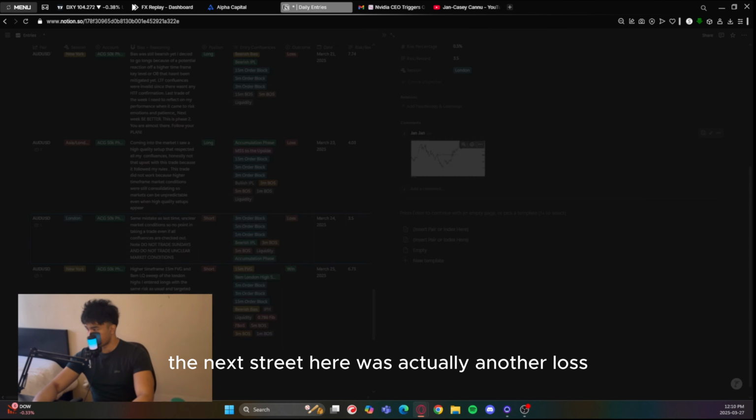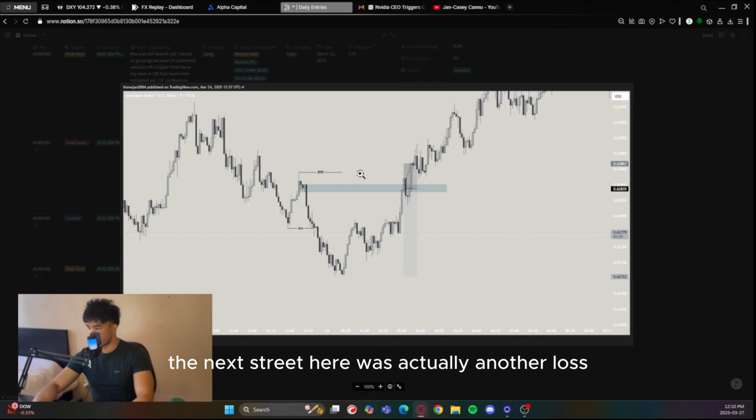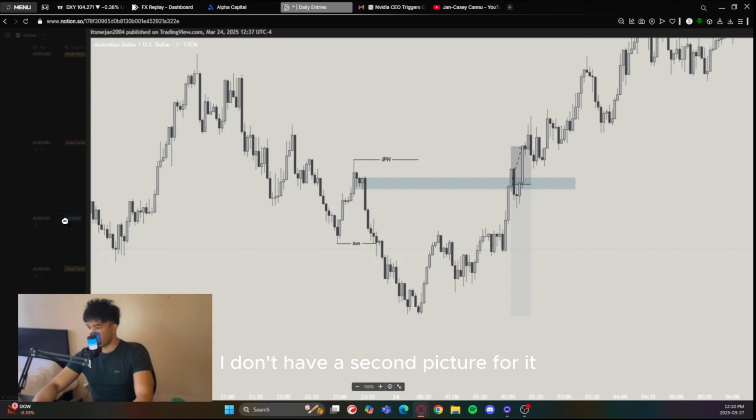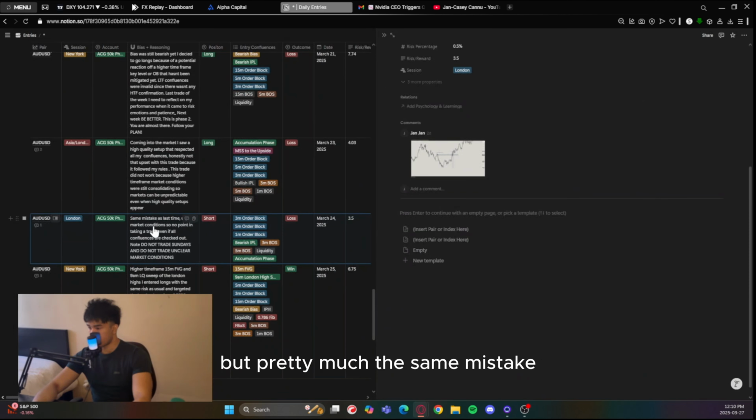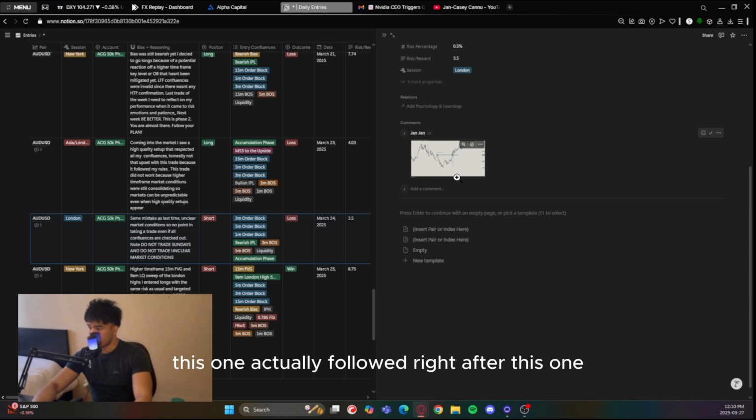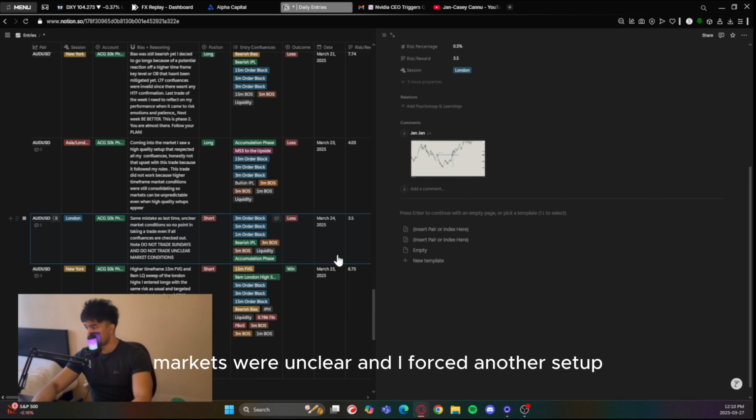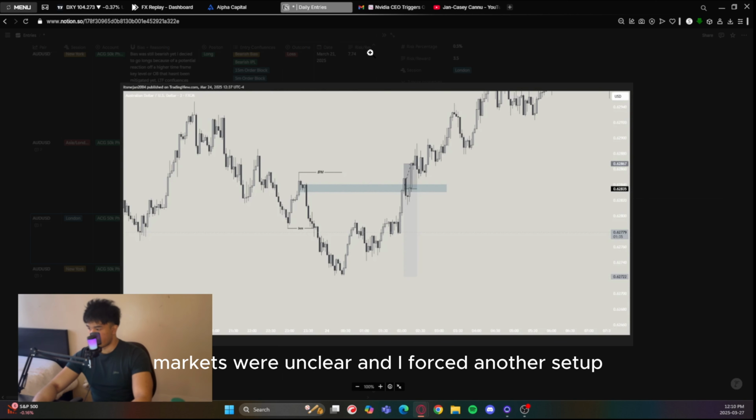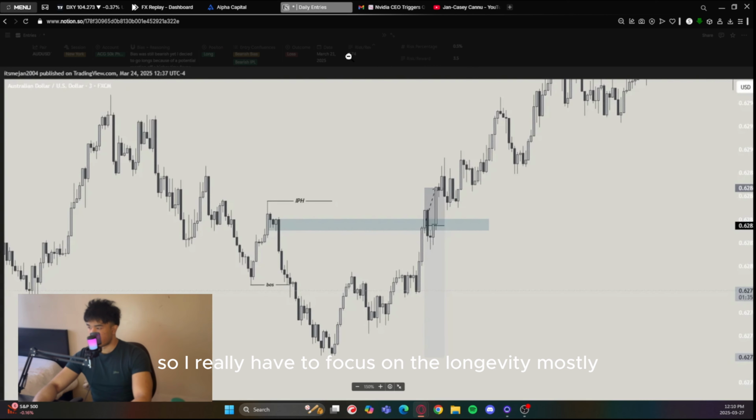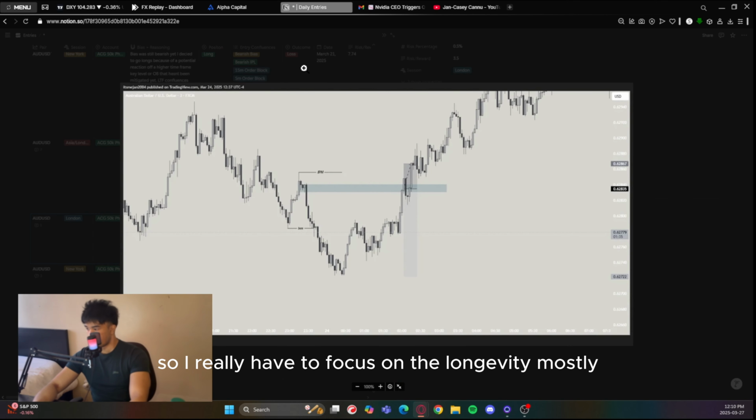here, it was actually another loss. I don't have a second picture for it, but pretty much the same mistake. This one actually followed right after the first trade of the week. So again, markets were unclear, and I forced in another setup just because I lost on my first trade and I wanted to make it back. So I really have to focus on the longevity mostly.